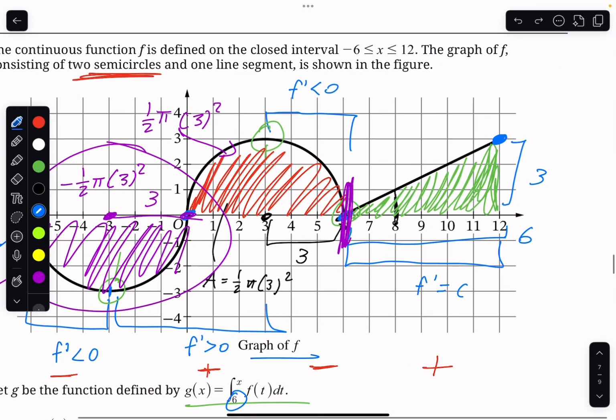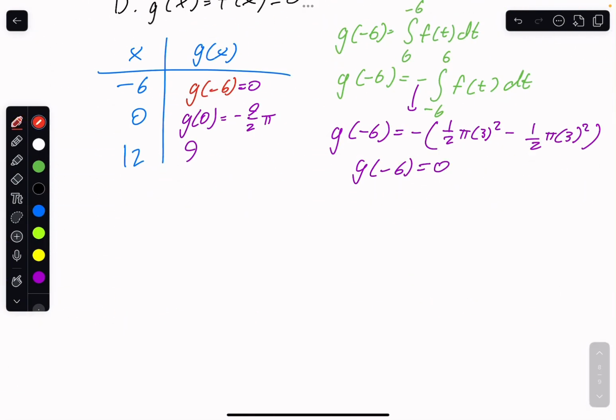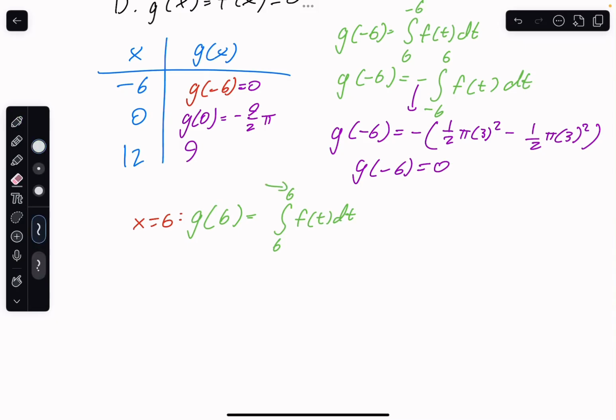There's one left. X is equal to 6. Let's see what happens at x equals 6. And I didn't put it in the table here for a reason, but we'll see. X equals 6. G of 6 is equal to the integral from 6 to 6 of f of t dt. I plugged in the 6 because it was 6 to x, and this causes our integral to just become 0, just like that. Now, if you really want to be technical, you could add it to the table, but it's not really a relevant point.